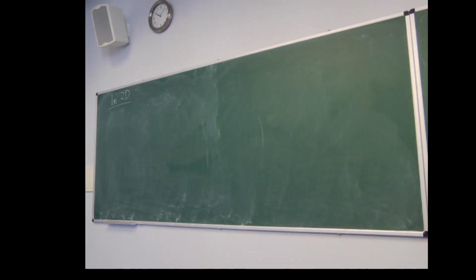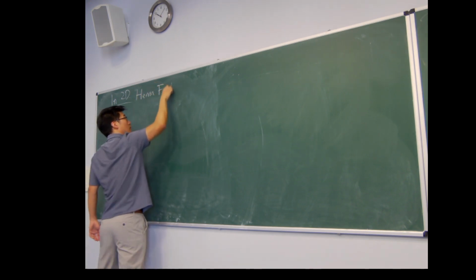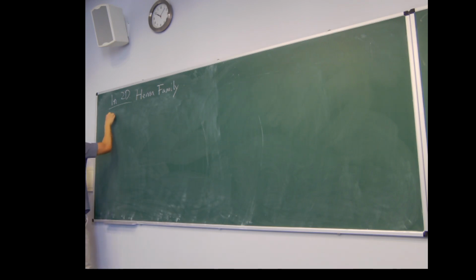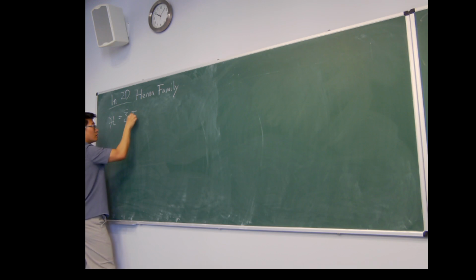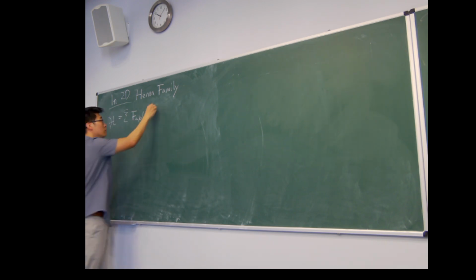Let me tell you the analog in 2D. In 1D, the model family is provided by the family of quadratic polynomials. In 2D, the family that I want you to keep in mind is something called the Renorm family, which is given by maps of the form. So it's a two-parameter family, being in dimension 2.